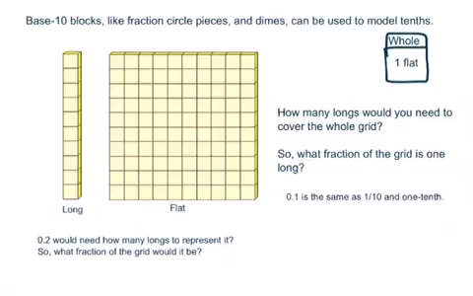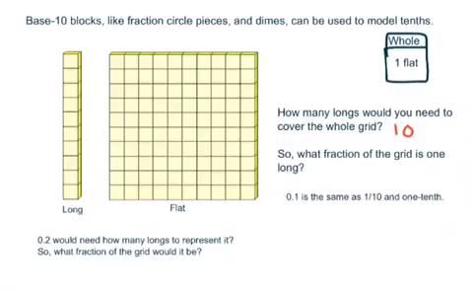So let's take a look now at base 10 blocks, because we can use those just like we were using the fraction circle pieces before, and then dimes can be used as well to model tenths. So keep that in mind. Here's the base 10 blocks. Using these, how many longs would you need to cover the whole grid? That flat is what the whole grid is, right? The flat. How many would that take? Hopefully you would see that it would be 10.